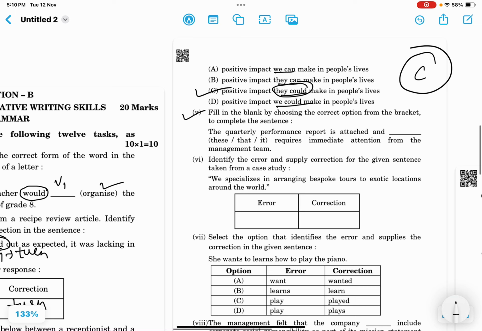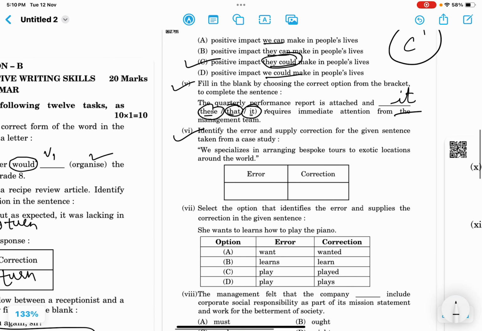Now the next one. This is of determiners. The quarterly performance report is attached and dash requires immediate attention from the management team. So we are to choose from these, that, or it. That is used when the thing is at distance. So here it is not. These is used with plural. So here it is singular. Report. So the remaining is it. So that is the correct answer. Now see the next one.